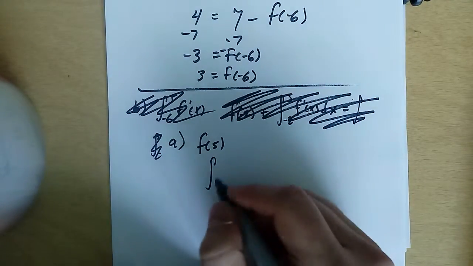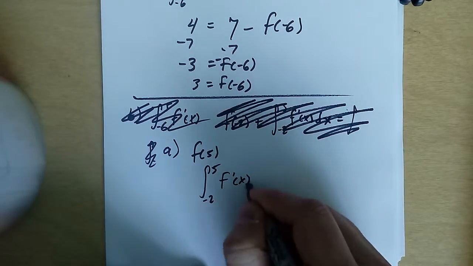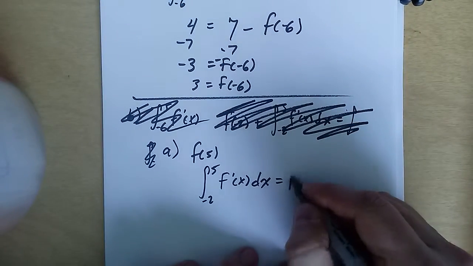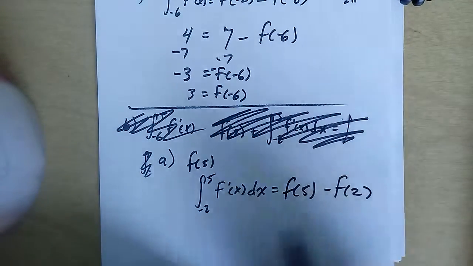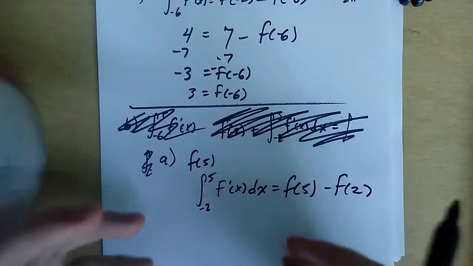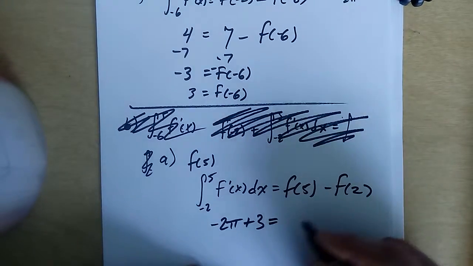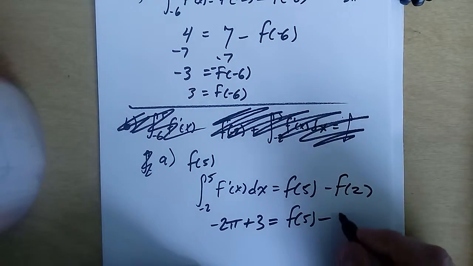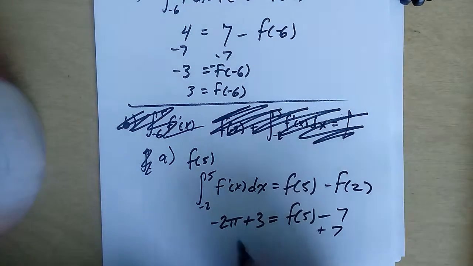I know that I can find the area from -2 to 5 of our derivative that we've got graphed. And I know that that's going to be equal to f of 5 minus f of 2. So using the numbers that we got earlier, if we take our area and add it up from -2 to 5, we get -2 pi plus 3. And that is equal to f of 5 minus f of 2. And f of 2 we know, it's 7. It told us in the problem it's 7. So now I just got to solve for f of 5 by adding 7 to both sides, and I got -2 pi plus 10.